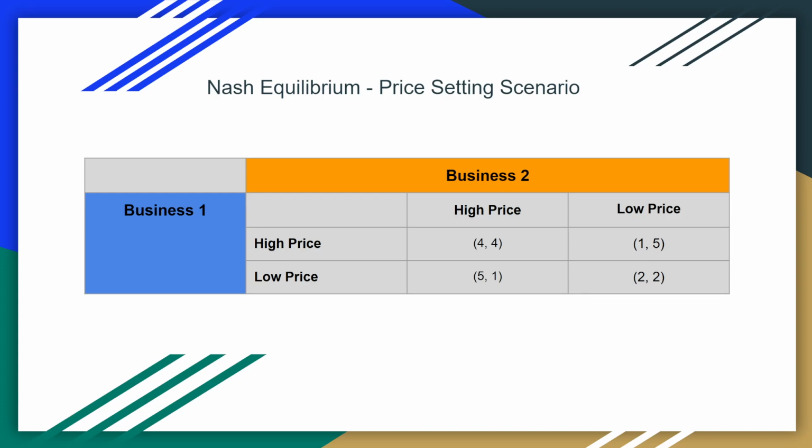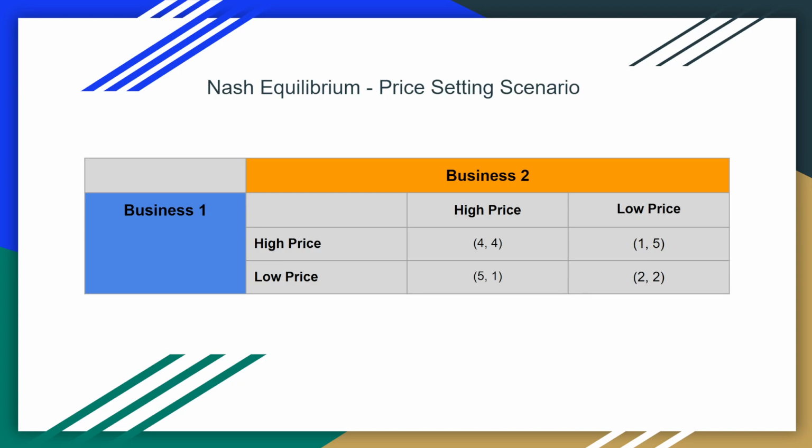change their strategy. To find Nash equilibria, we start by identifying the best responses for each player. A best response is the strategy that gives the highest payoff for a player, given the other player's choice. Let's begin with player 1.